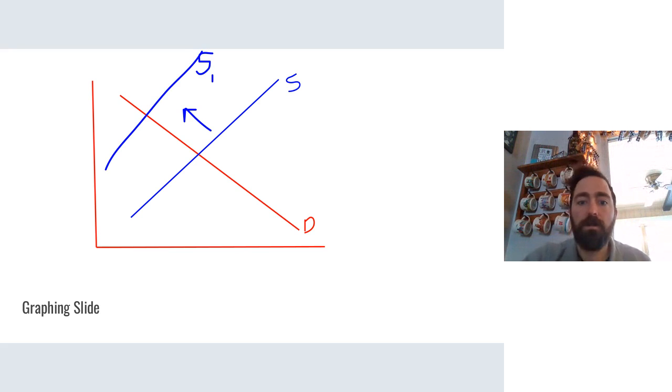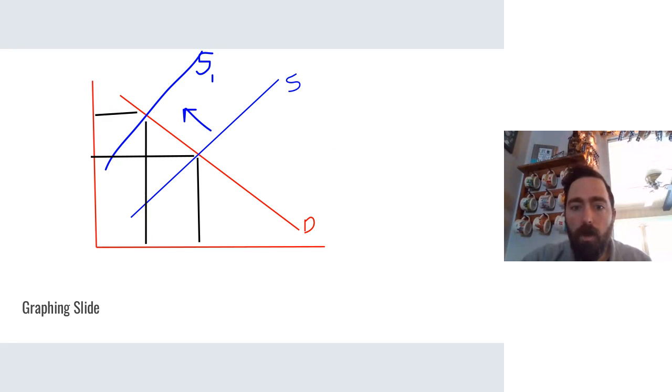And then knowing that, look at the effect now on price and quantity. The original quantity was here. Now, go ahead and take a second. Pause the video if you want. What's happened to quantity? And what's happened to price?